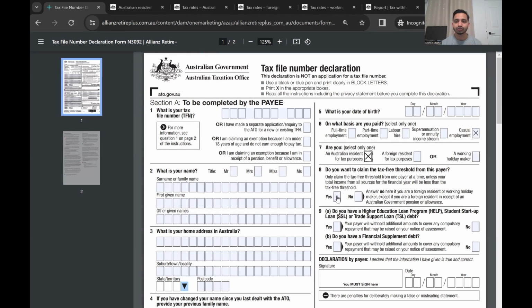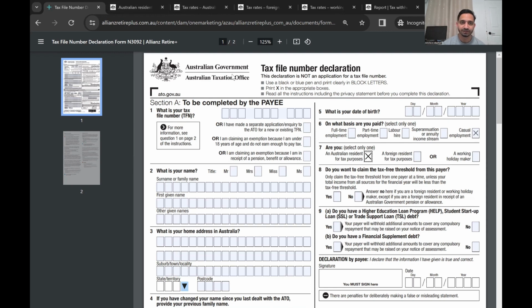And you do want to claim the tax-free threshold. Now, if you don't claim the tax-free threshold, you're going to be paying some tax. You're going to be paying a higher marginal rate for tax purposes. So you want to click that. But when can we claim? I'm going to cover that later, okay?